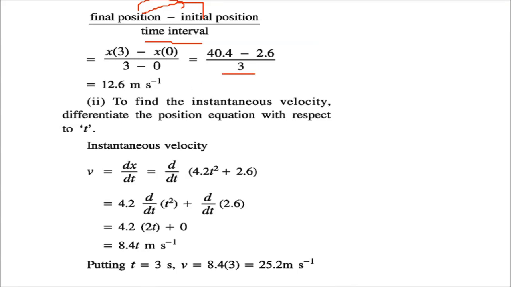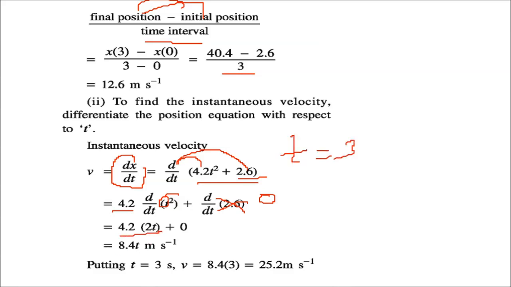How about finding the instantaneous velocity? We need to differentiate the position equation with respect to t, so we do dx by dt. Let us differentiate each term. d by dt of 4.2 t squared: 4.2 comes out, and t squared gives 2t. For 2.6, because it is a constant, the differentiation will be 0. So we have 4.2 into 2t, and we find it for t equal to 3. Put t equal to 3 and you get 25.2.